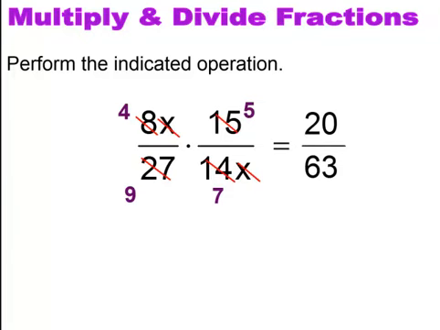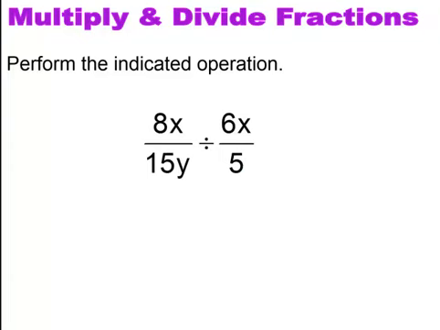4 times 5 is 20. 9 times 7 is 63. Pause and try.